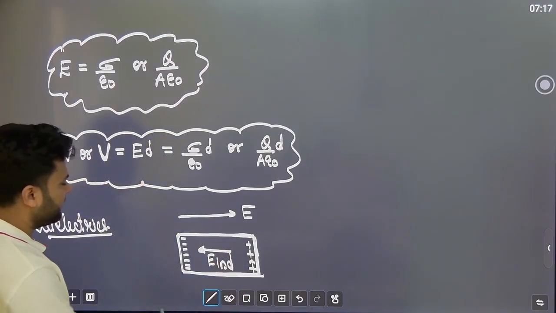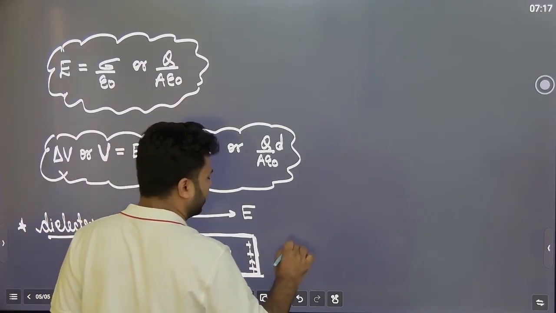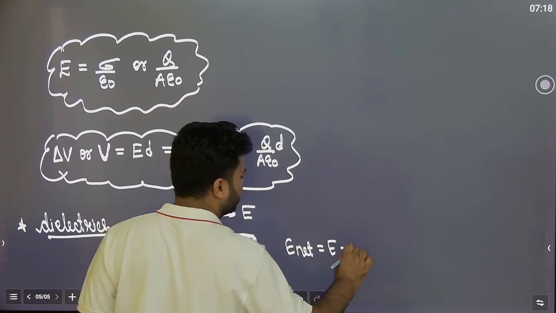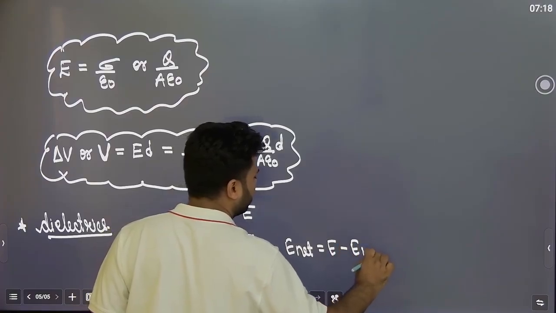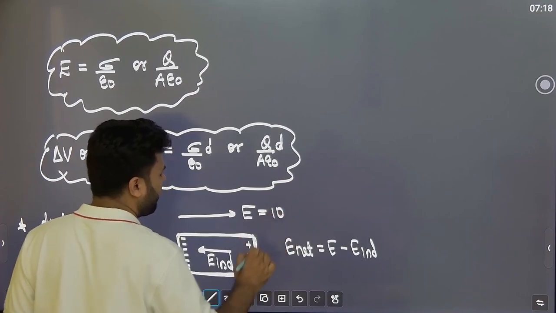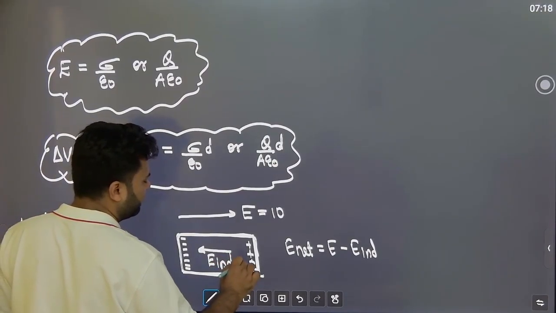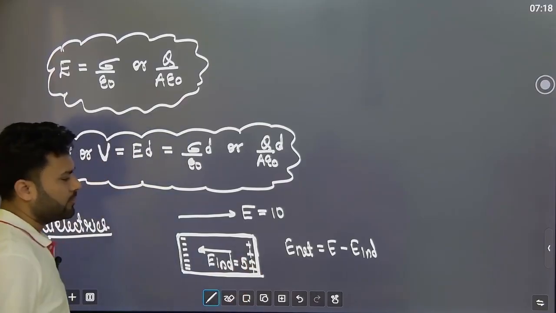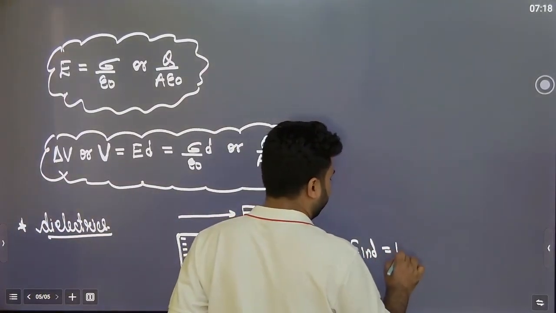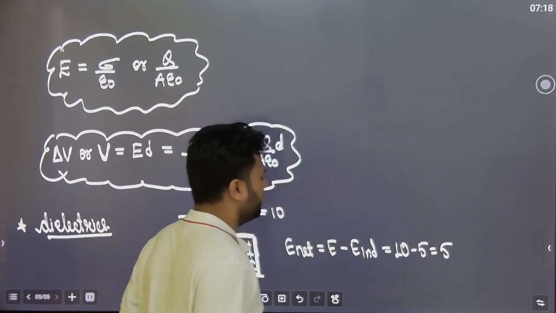So if someone asks what is the net electric field in this zone, the net electric field is the external electric field minus the induced electric field. Suppose the external field is 10 and E induced is 5. So what net electric field will we get? 10 minus 5, that is 5. This is the net electric field.